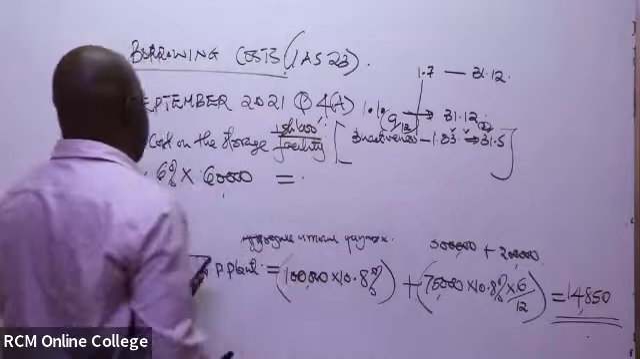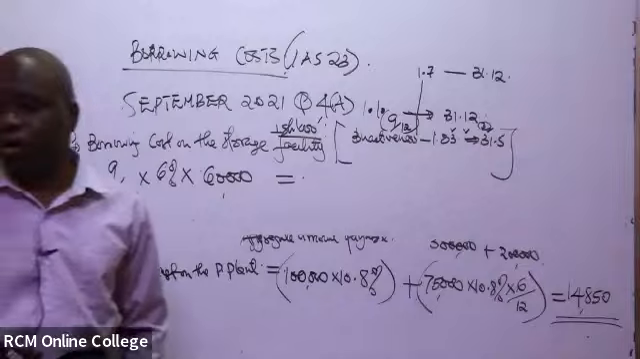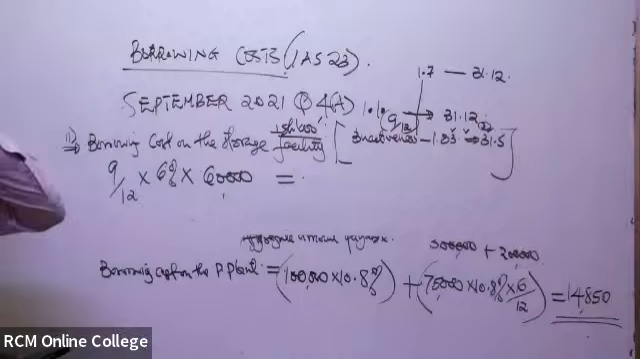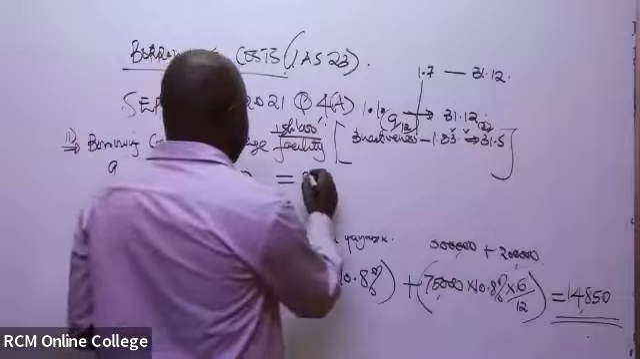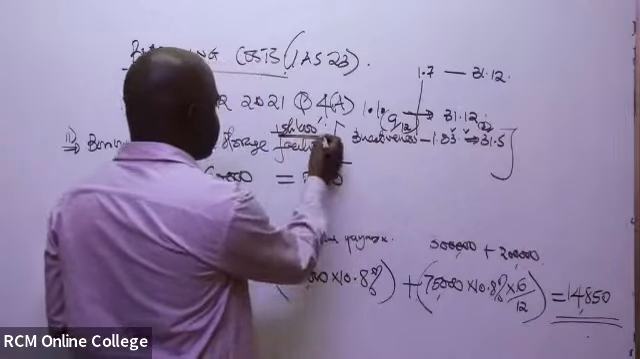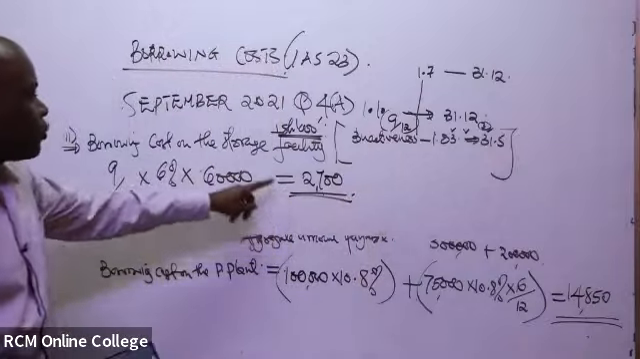So what do you get as the borrowing cost on the storage facility? It is 2,700,000. So the figures are actually in thousands. This is the borrowing cost to be capitalized for the storage facility.